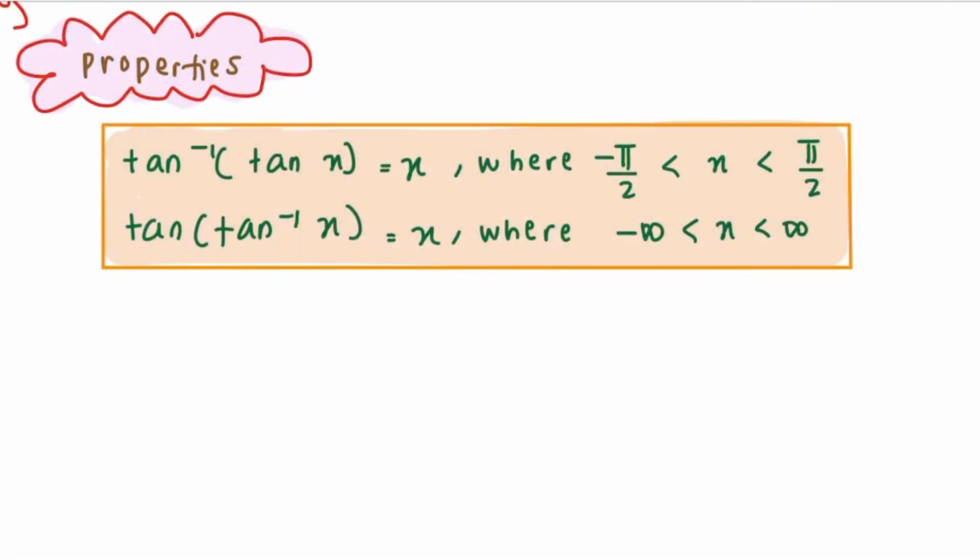Next, let's see the properties for inverse tangent. Inverse tangent composed with tangent x is just equal to x if your x is within the domain of tangent, which is from minus pi over 2 until pi over 2, not included. Next, tangent composed with inverse tangent x is again equal to x, but you must make sure that the domain is correct. It must be within the domain of inverse tangent, which is from minus infinity until infinity.